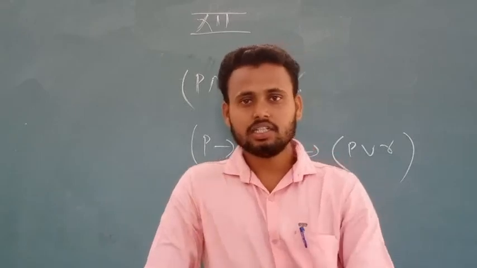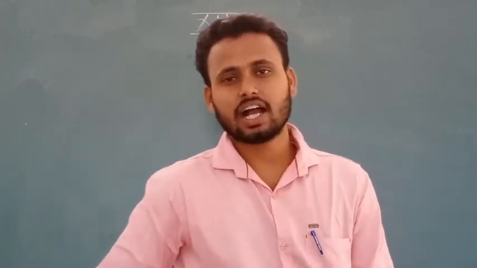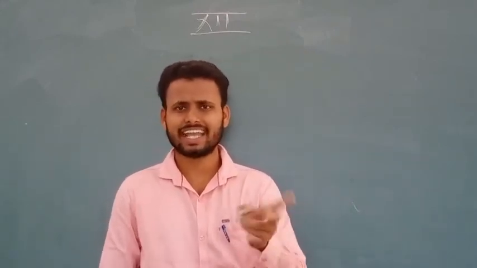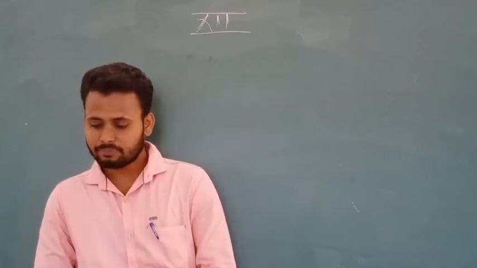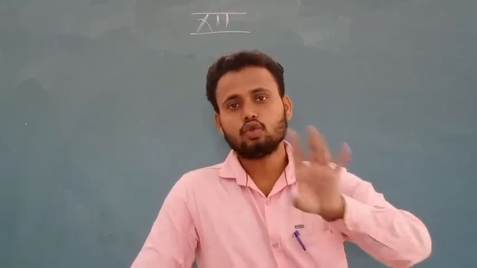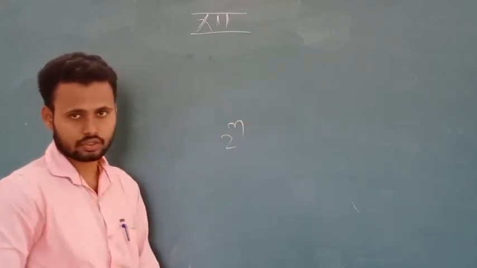If a statement pattern involves n component statements P, Q, R up to so on, and we know that all these n component statements have only two possible truth values, T and F, then the truth table of a given statement pattern involves 2 raised to n rows.